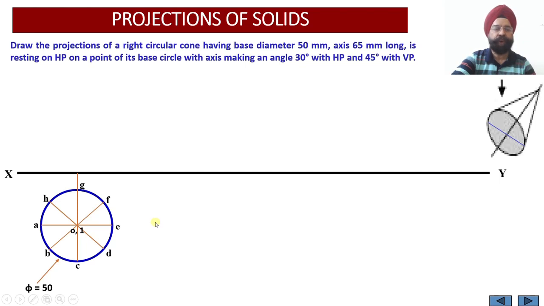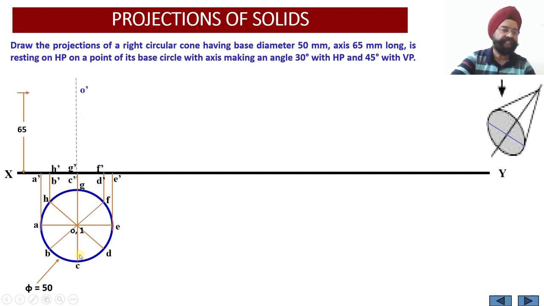So let us now start working out the front view projections. Since the base of the cone is lying on the horizontal plane and it happens to be perpendicular to the vertical plane, the front view projections of A, B, C, D, E, F, G, H will all be lying on the XY reference line. So A dash will appear here, B dash and H dash will appear here. Similarly, C dash, G dash will appear here corresponding to the base. Similarly, D dash and F dash appear here on the XY line. Similarly, E dash appears here.